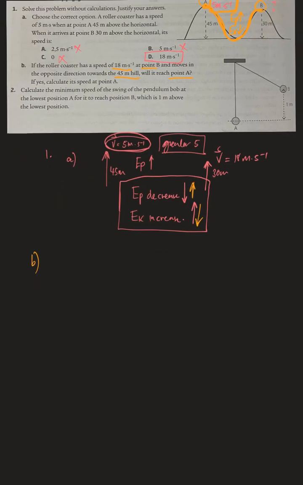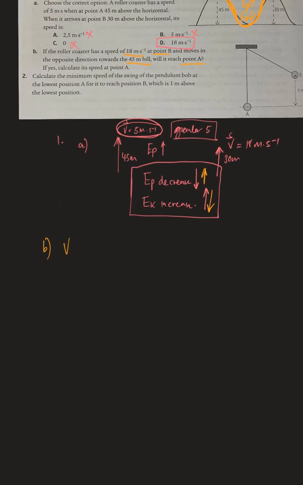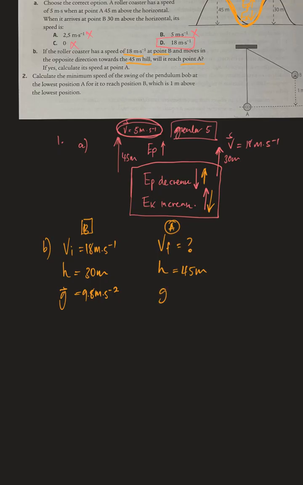All right, so let's get information down. My V initial is equal to 18 meters per second. My height at that point is 30 meters. My G value is equal to 9.8 meters per second squared. My V final, I don't know. So this is for everything to do with B, and this is for everything to do with A. My height over here is 45 meters. My G also still 9.8. And mass we don't know, so we can factor it out.